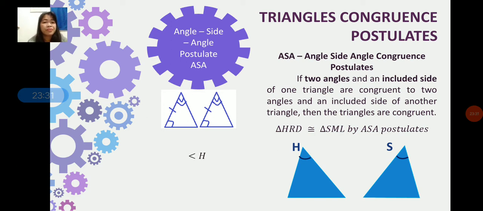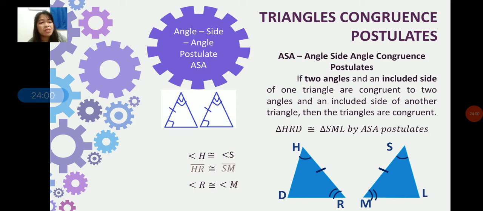Let's see. Yes. Followed by side HR and side SM. Again, sides are congruent if they have the same markings. They have the same markings, therefore they are congruent. And then we have angle R, with the same markings as angle M, which means they are congruent. Summing it up, the first given would be about the angle, followed by the side, and last, again, angle. So that is how the Angle Side Angle postulate is illustrated.